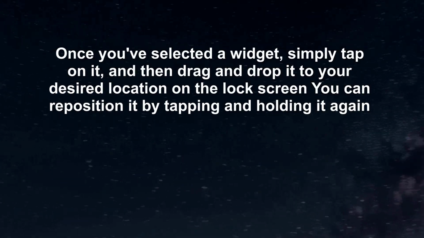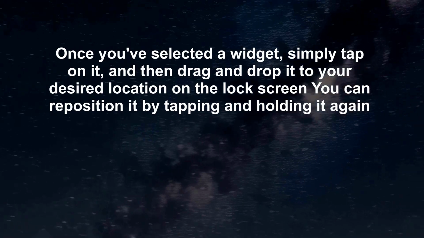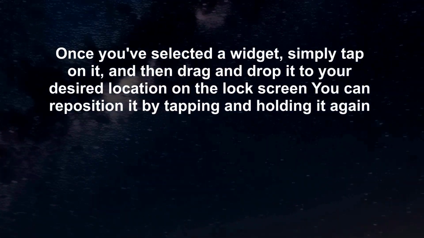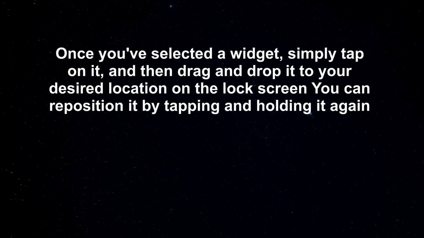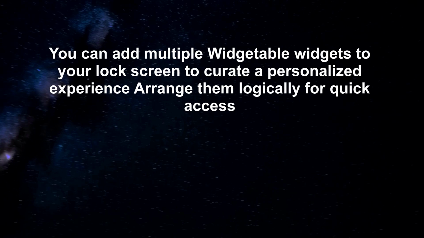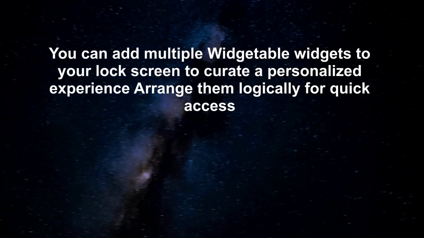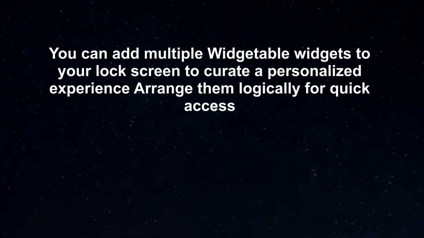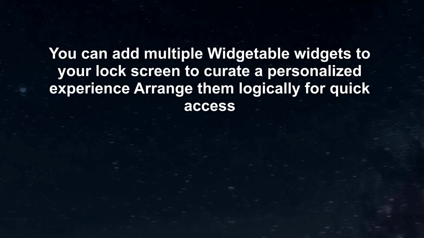Once you've selected a widget, simply tap on it and then drag and drop it to your desired location on the lock screen. You can reposition it by tapping and holding it again. You can add multiple Widgetable widgets to your lock screen to curate a personalized experience. Arrange them logically for quick access.